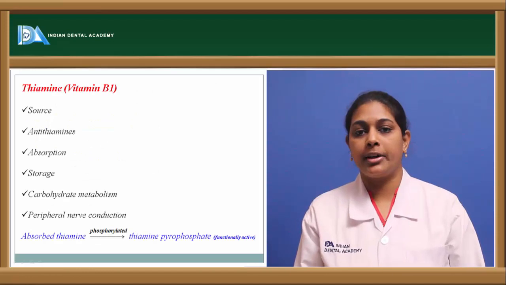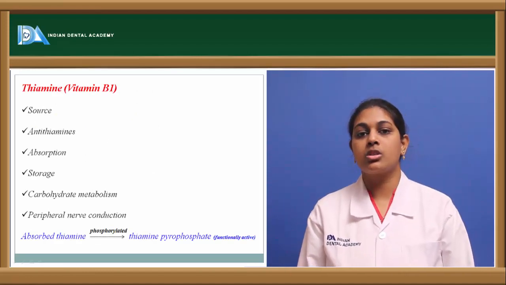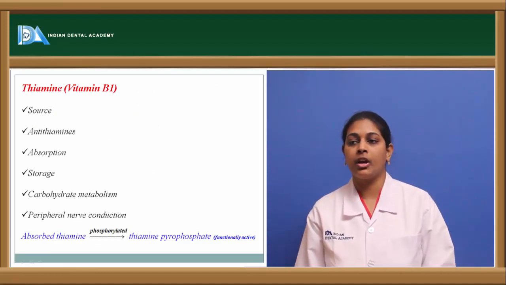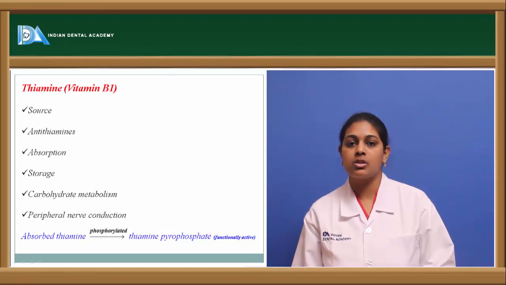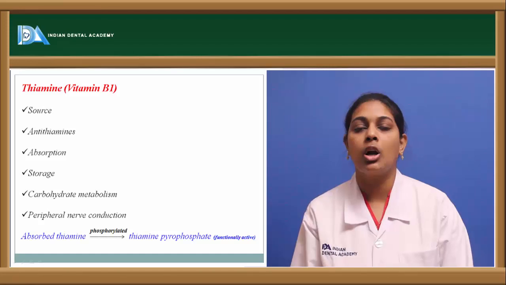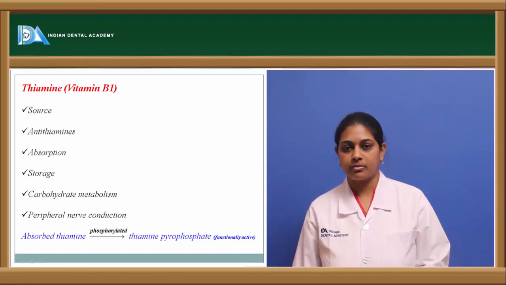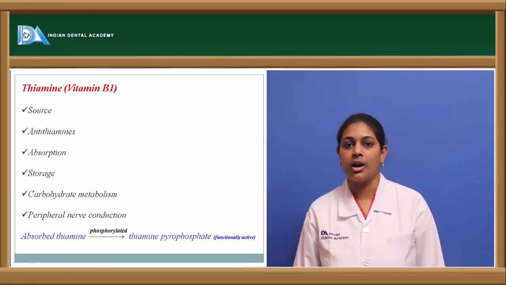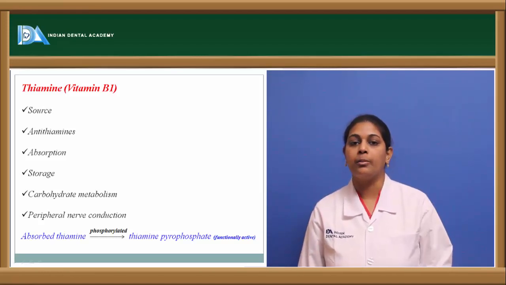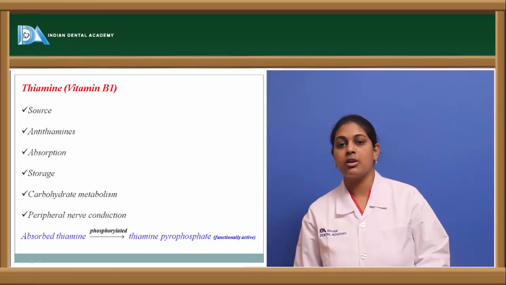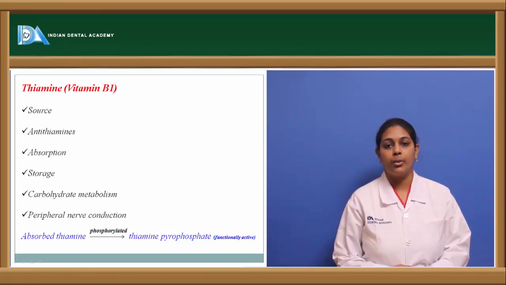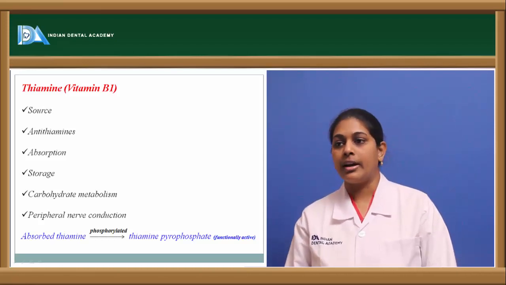Coming to thiamine or vitamin B1, the major source of vitamin B1 is from pulses, vegetables and fruits, as well as from meat. It is called vitamin B1 because thiamine was the first B complex agent which was observed, so it has been termed B1, and also serves as a major agent in the vitamin B complex group.